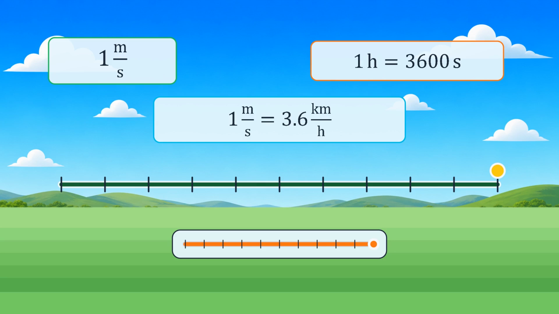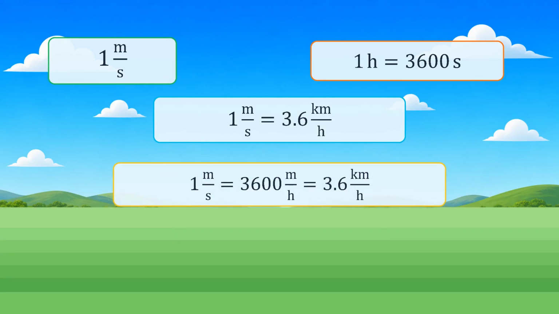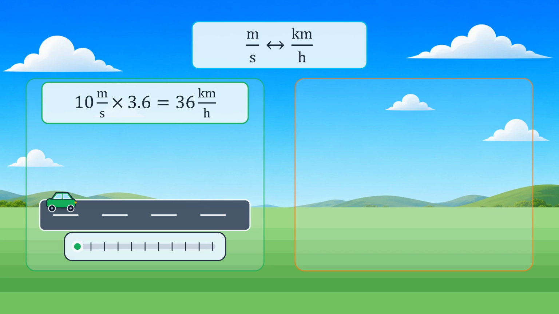We do not multiply by 3.6 simply because someone told us to. The factor comes from the fact that 1 hour contains 3,600 seconds, while 1 kilometer contains 1,000 meters. In fractional form, 1 meter divided by 1 second corresponds over 1 hour to 3,600 meters per hour, which equals 3.6 kilometers per hour. Therefore, when converting directly from meters per second to kilometers per hour, we multiply by 3.6.